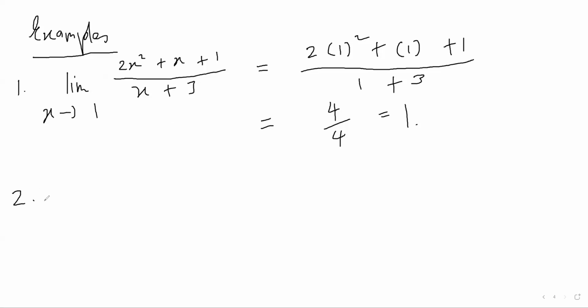So now, let's look at the next example. For the next example, let's say we have an exponential function, e to the power of x. We'll find the limit of this exponential function when x is approaching 0.